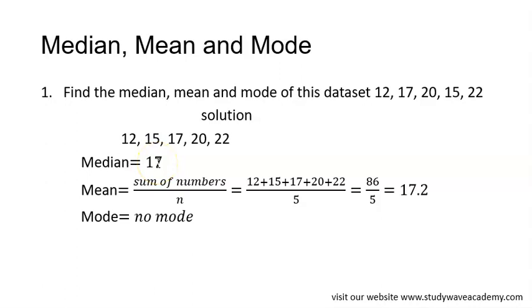Now the mean, how do we find the mean? The mean is the sum of all values divided by the number of values. That is the sum of all these numbers divided by the amount of numbers here. So we are going to add all these numbers together, okay? Divided by 5. There are 5 numbers here. So 12 plus 15 plus 17 plus 20 plus 22 over 5, okay? When you add all these values together, you are going to have 86 over 5.